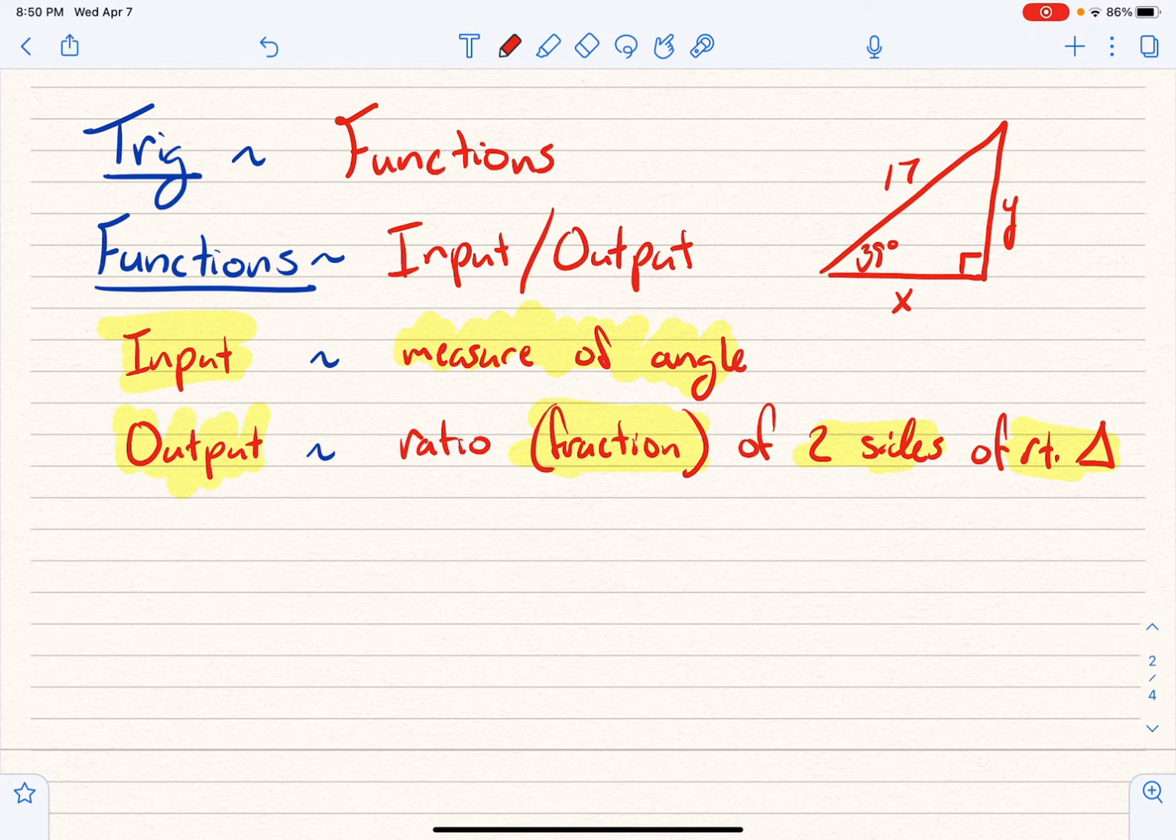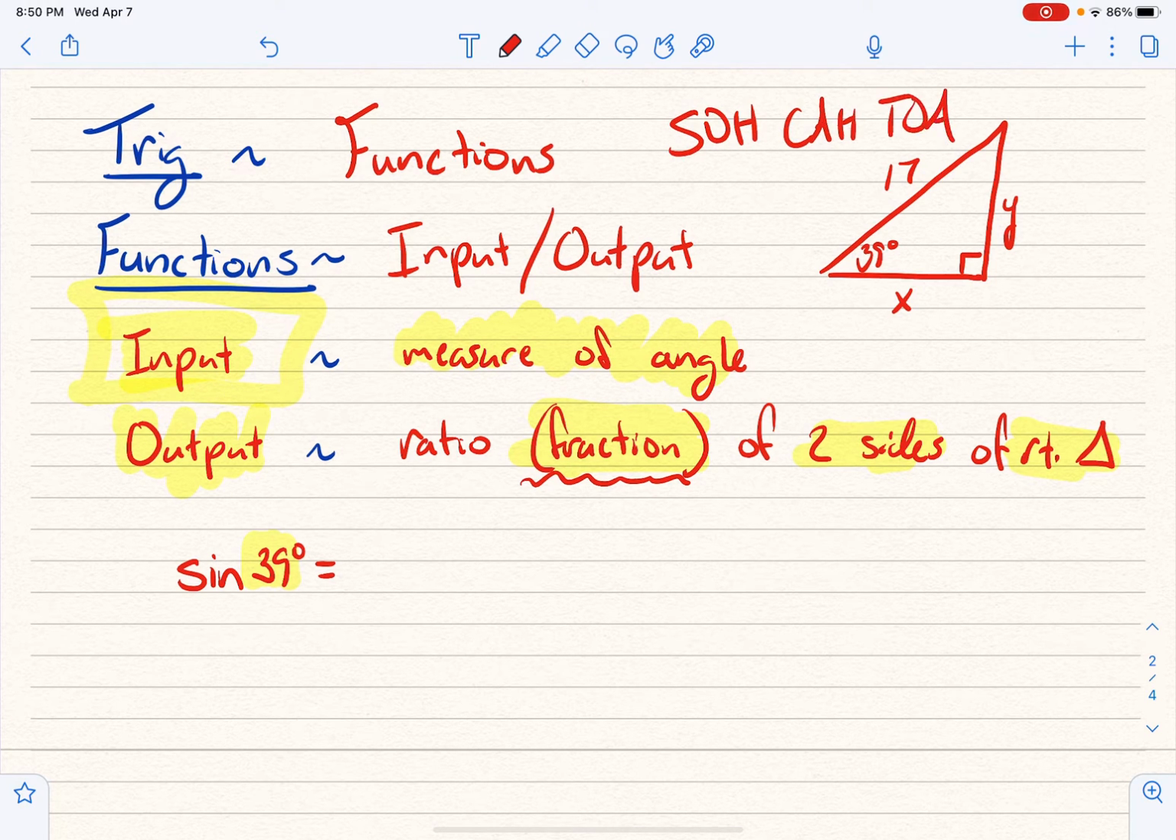And so I could say, well, I know that the sine, S-I-N is sine, not sin, of 39 degrees. Notice, there is my input. Always got to have the measure of that angle, is equal to a fraction. If we think about SOH CAH TOA, sine meant opposite over hypotenuse. So that's going to be y over 17. And then we can solve from there. But we always have to start with this, where we should be able to easily see the input and the output. Input's the measure of an angle, output's a fraction of two sides of a right triangle.